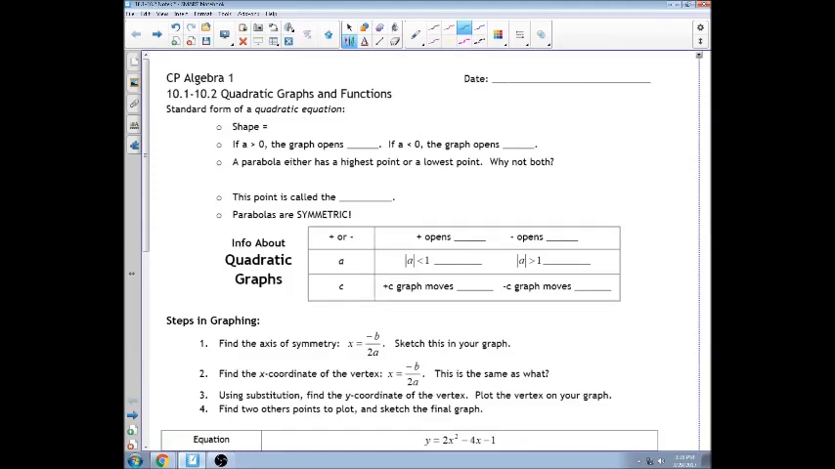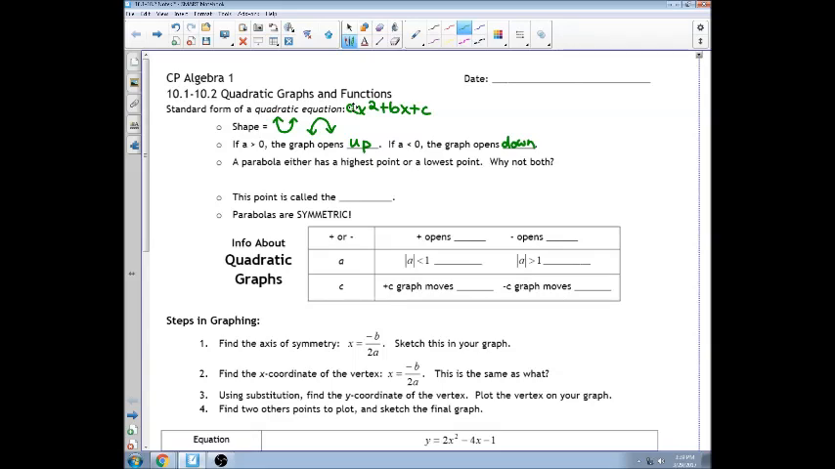Standard form of a quadratic equation is ax squared plus bx plus c. The shape of a quadratic graph is going to be a U shape, either opening up or opening down. Again, if a is greater than 0, so if a is a positive number, then the graph will open up. If a is less than 0, the graph will open down.